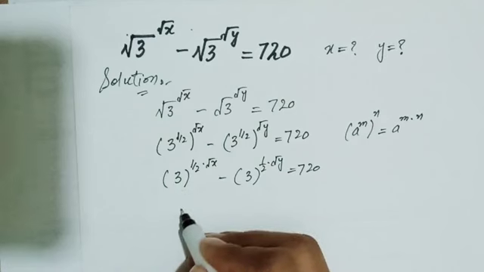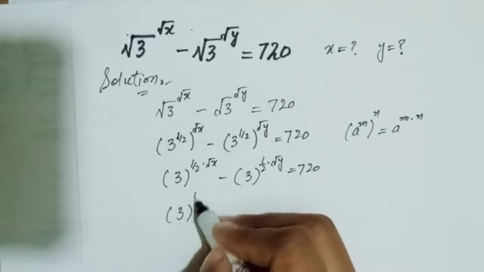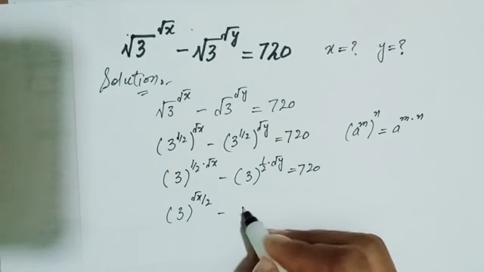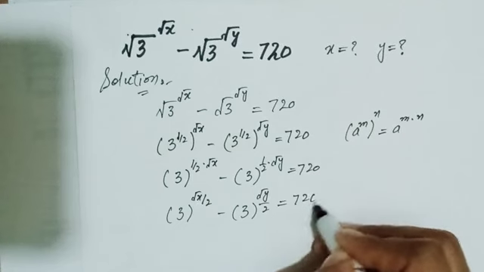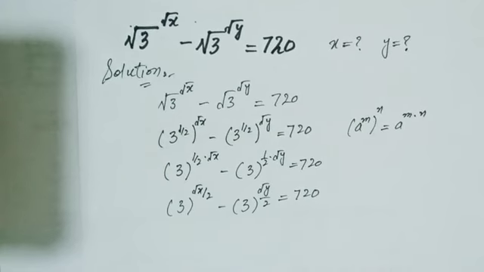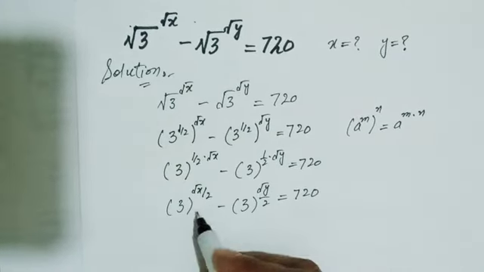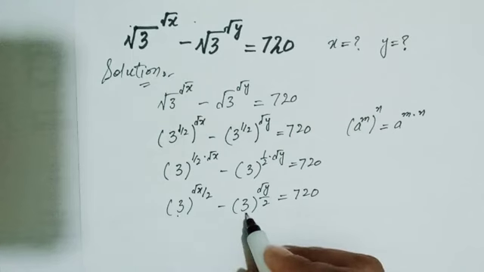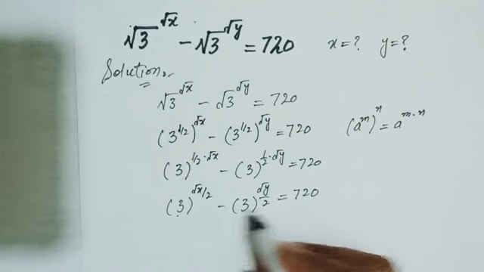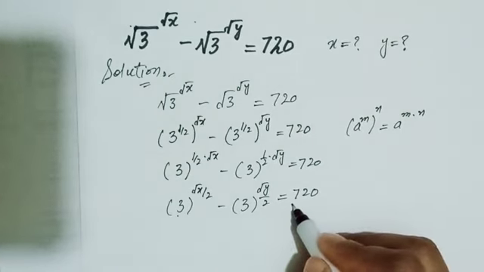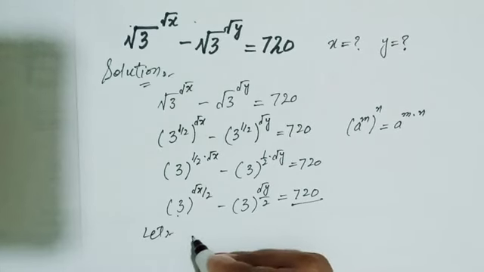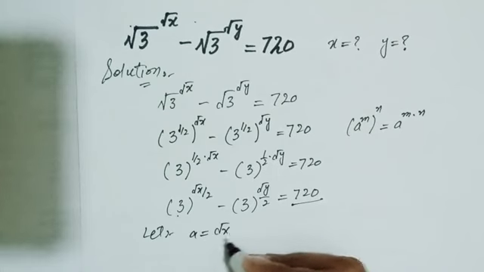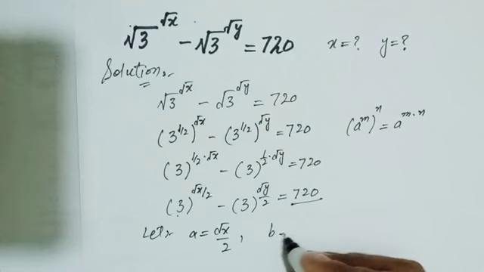So further I can write this as 3 to the power square root x by 2 minus 3 to the power square root y by 2, which is equal to 720. So here, because this is 3 again with a negative sign between them, and the answer is a positive number, I'm going to let a equal square root x by 2 and b equal square root y by 2.